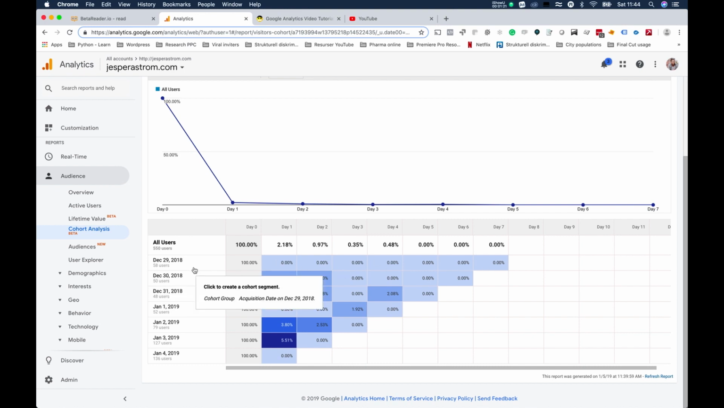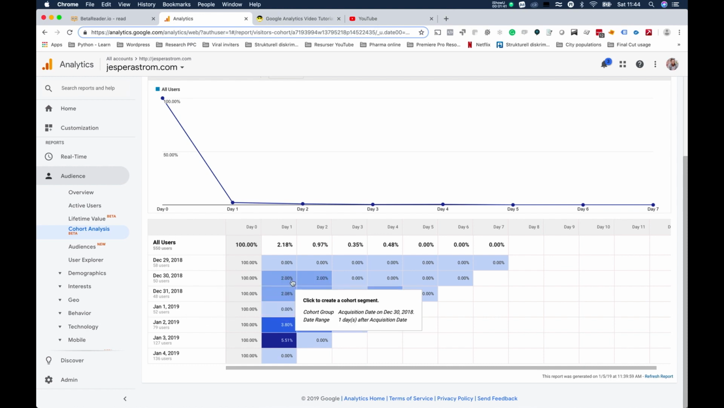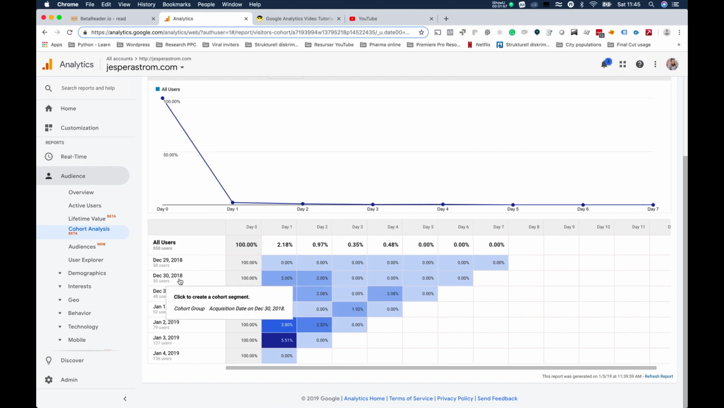The reason that you want to do this is because if you made a change between the 29th and the 30th, that change might affect these guys' experience and their understanding of your complete website. If you would bundle these together, then it would look like 1% would return. And it wouldn't account for the change that you did between these 2 days. But if you look at this one alone with the 30th of December here, then you can look at what kind of effect your change actually had on the users that you acquired the day when you had made the change.